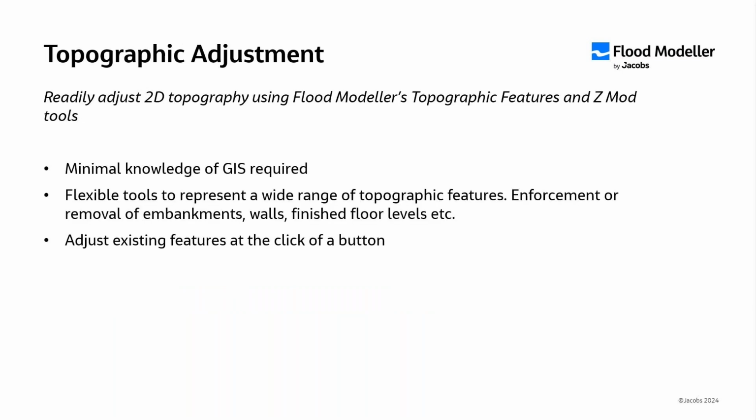The first is topographic adjustment, and that really boils down to 2 different features in Flood Modeler. One is the topographic features tool, and the other one is the Z mods tool. The topographic features tool is there for applying single levels, so blanket levels across individual features. ZMod is a little bit more flexible. Perhaps you have lots of different levels across a single feature or that kind of thing.